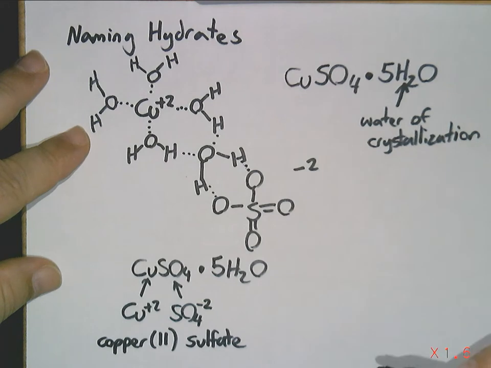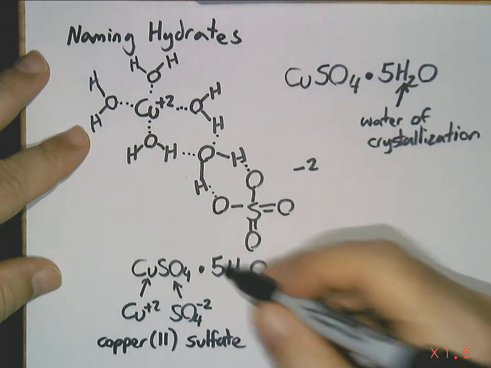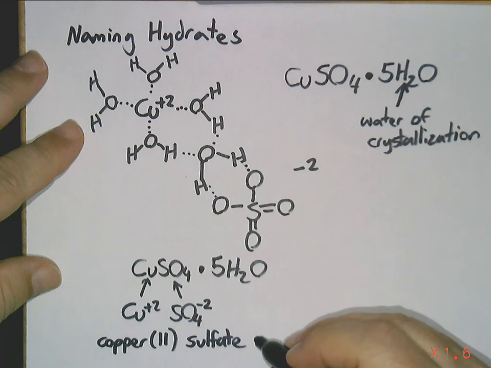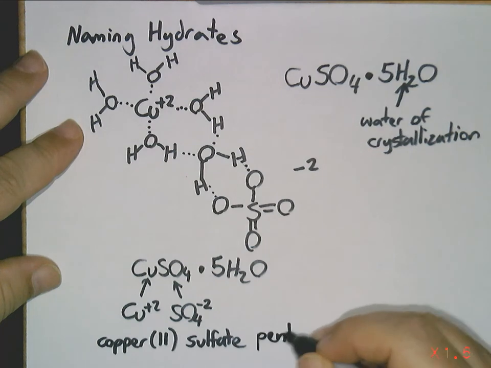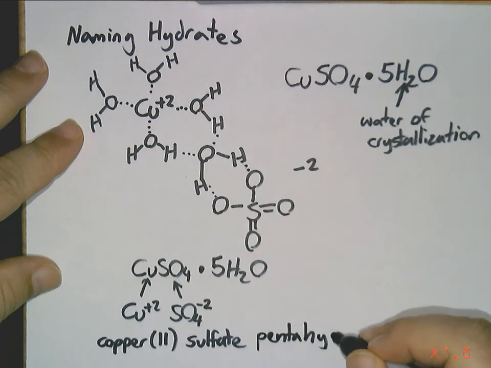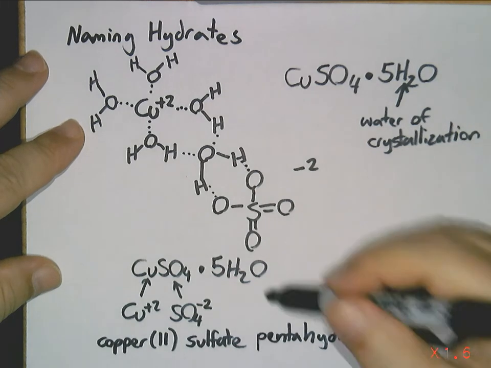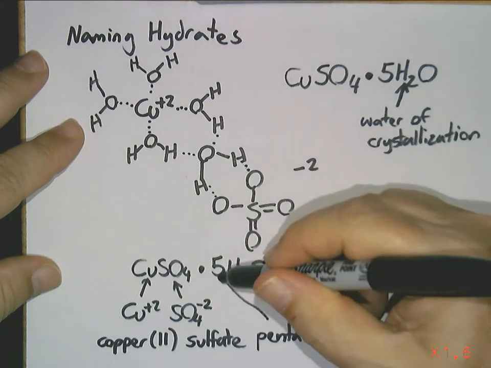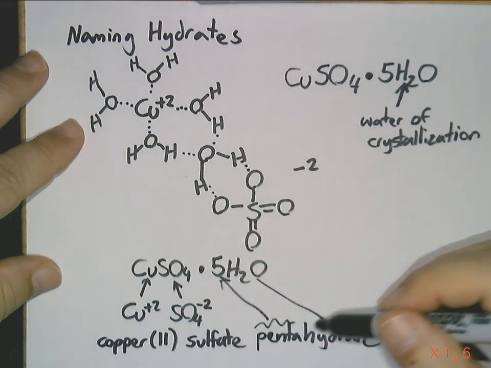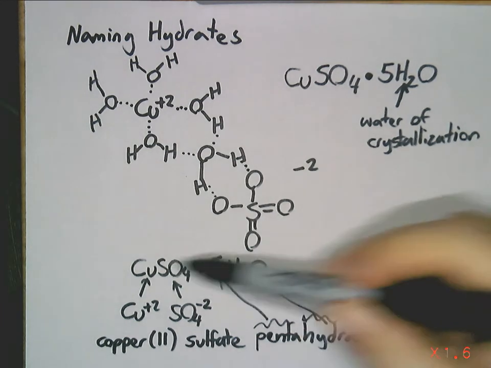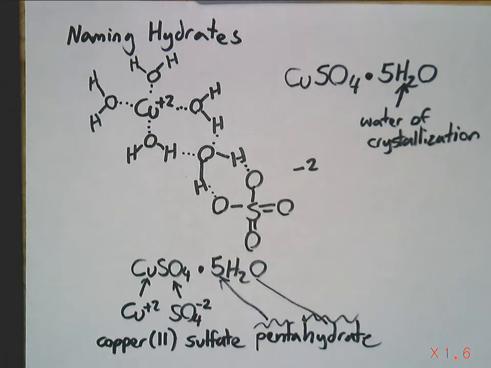Okay, 5H2O. We're going to use the prefix from the covalent compounds for the number there. So that's penta for 5. And hydrate is what I say for the water. So the penta stands for the 5, and the hydrate stands for the water. So if I give you a formula, I want you to be able to write the name out this way. And I want you to be able to go the other way, too.